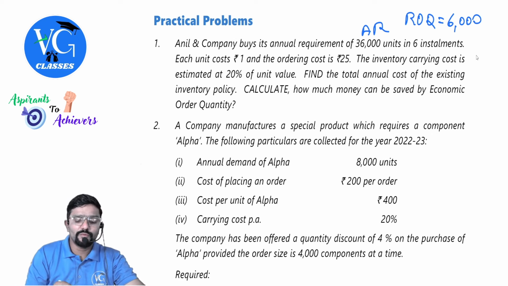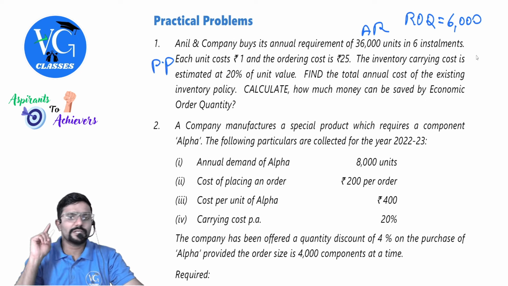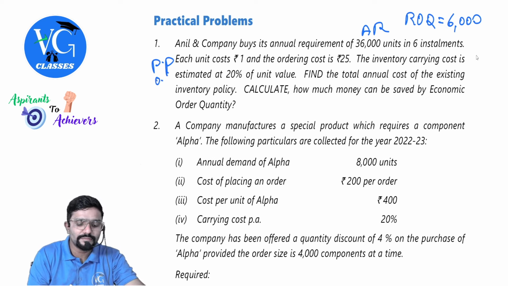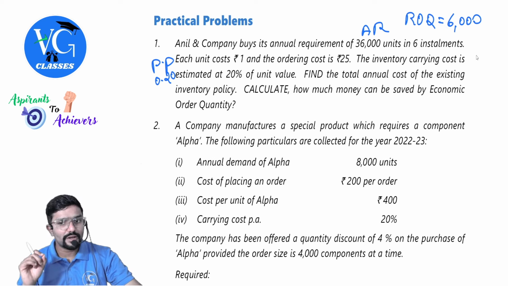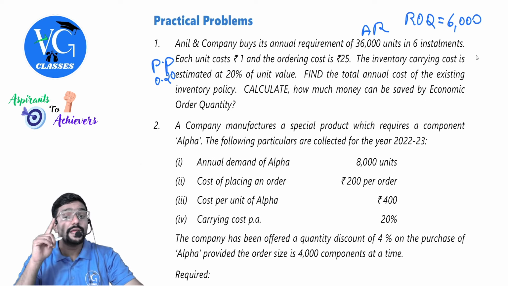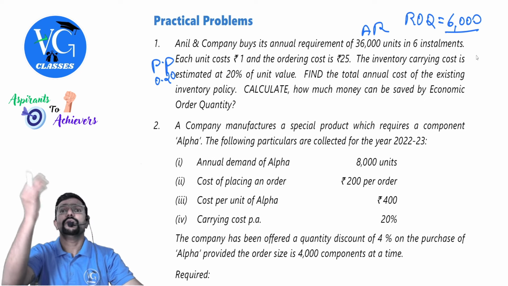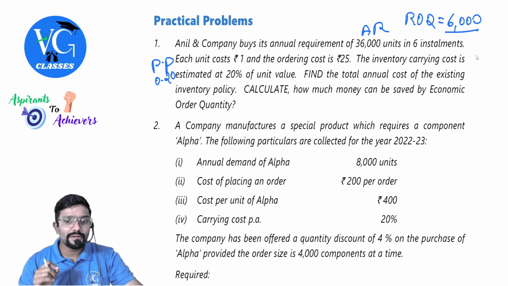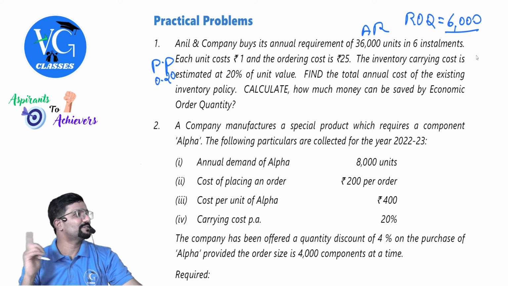Each unit costs 1 rupee, that means the purchase price. And ordering cost is 25 per order. The inventory carrying cost is estimated to be 20% of unit value, which comes to 20 paisa. Find the total annual cost of the existing inventory policy. Existing inventory policy means what will be the lot size? 6,000. Calculate how much money can be saved by following EOQ. They have asked both.